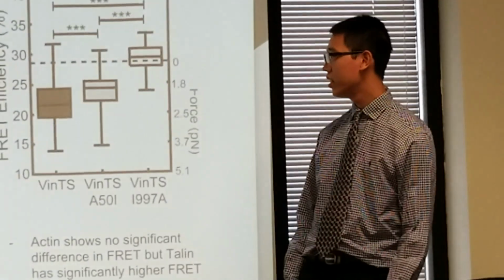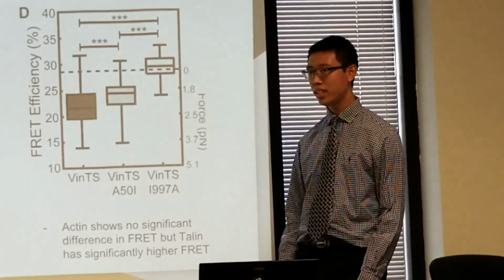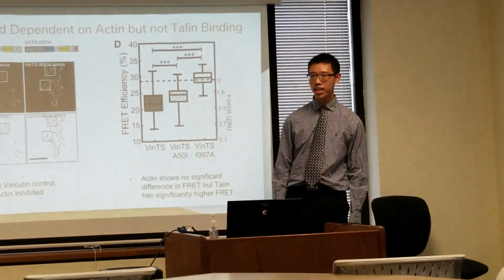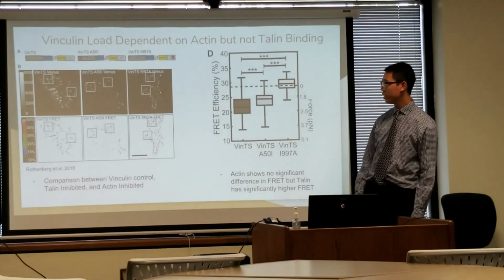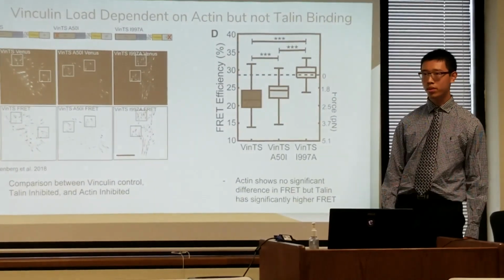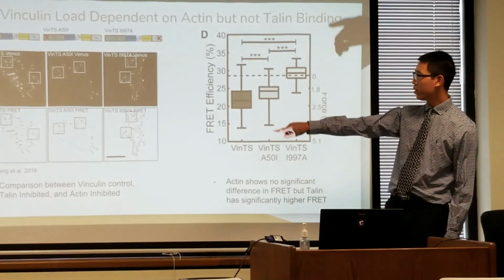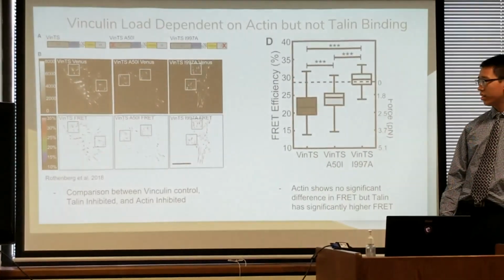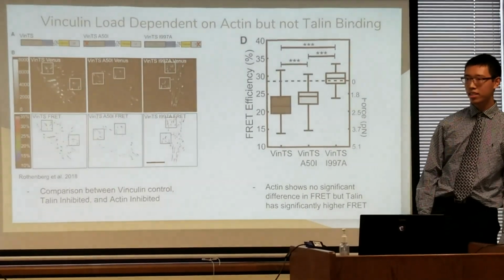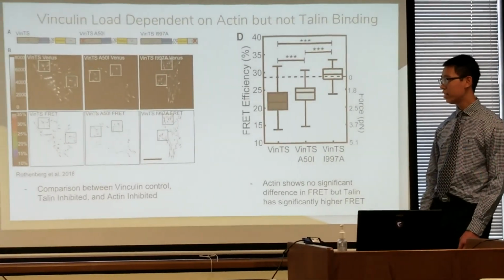So my project is still continuing throughout the year, but something that we probably will get as a figure is this. This is from Dr. Rothenberg in our lab, and she was the one who did the analysis on talin, the other key protein that binds to vinculin, but she also studied actin, which is the one that pulls on vinculin. So she has 3 data columns. The first one is VinTS, which is just a control, and then A50I, which is when she inhibited actin, and then I997A, which is when she inhibited talin.